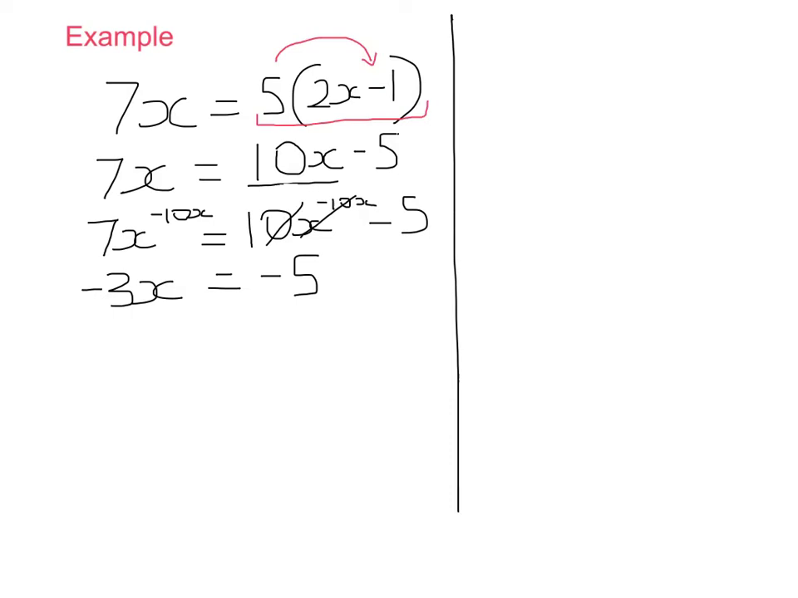So if negative 3x equals negative 5, we need to work out what x is by itself. To work out x, it's multiplication here, so it's simply a matter of dividing on the other side. So x equals negative 5 on negative 3. Another way of saying negative 5 on negative 3 is cancelling these out, so it's actually 5 on 3.